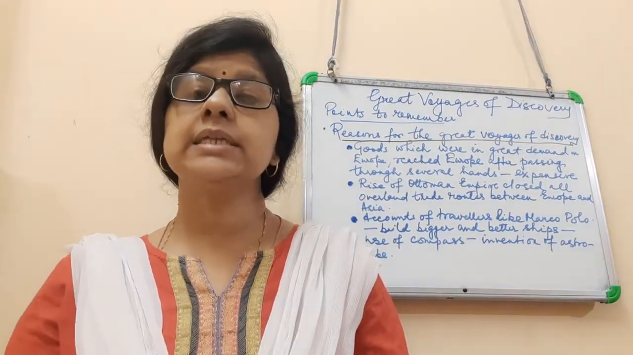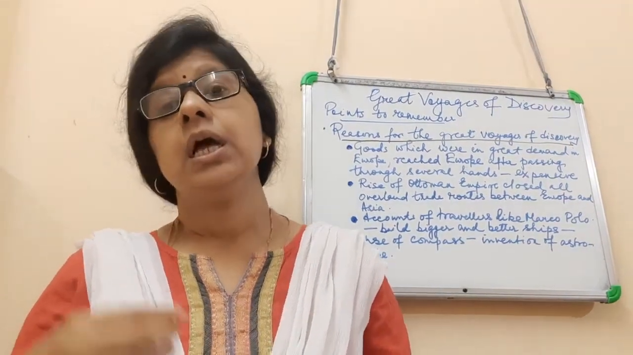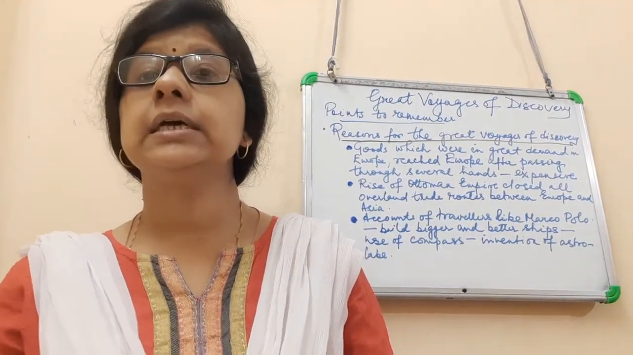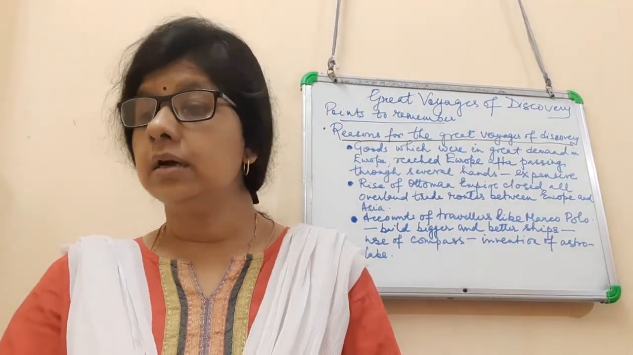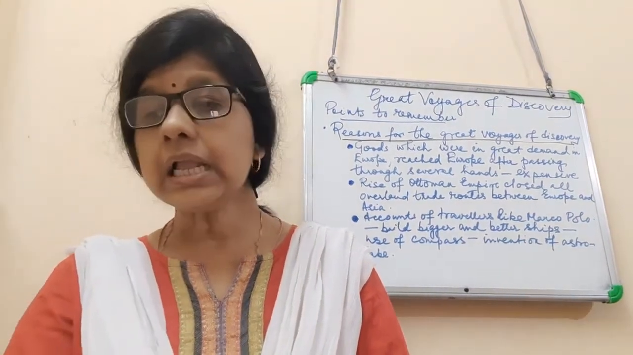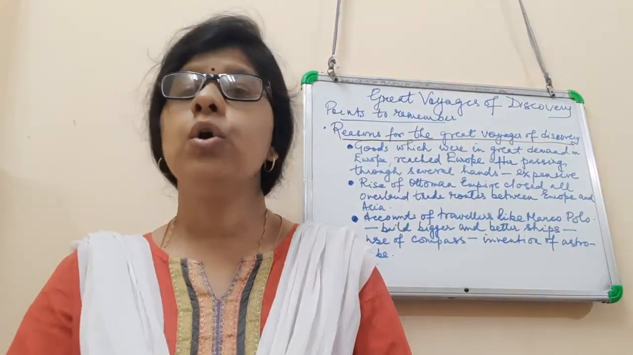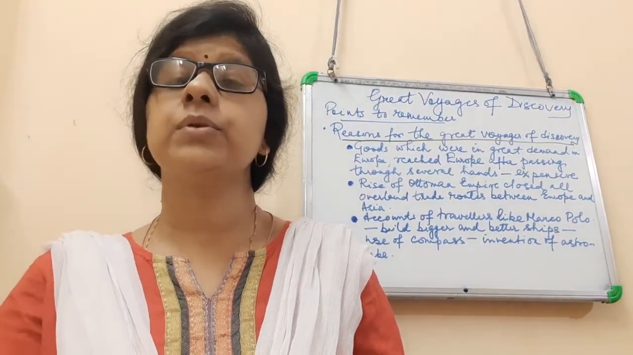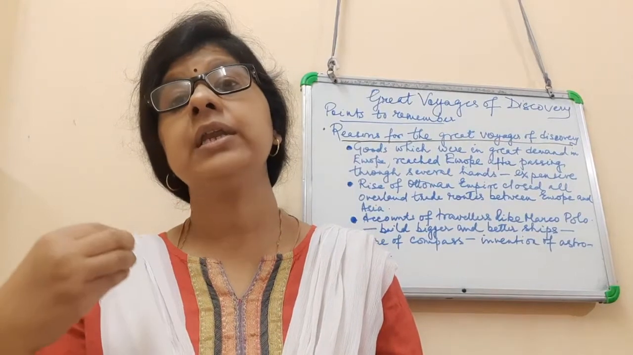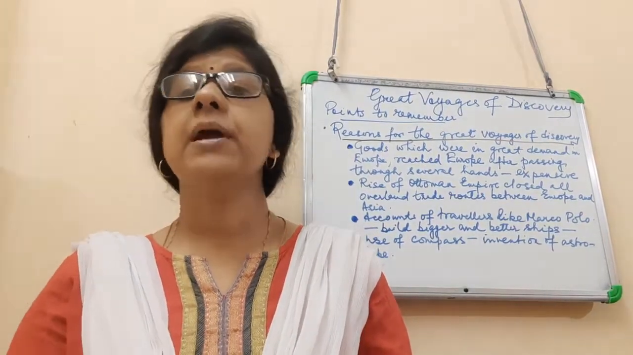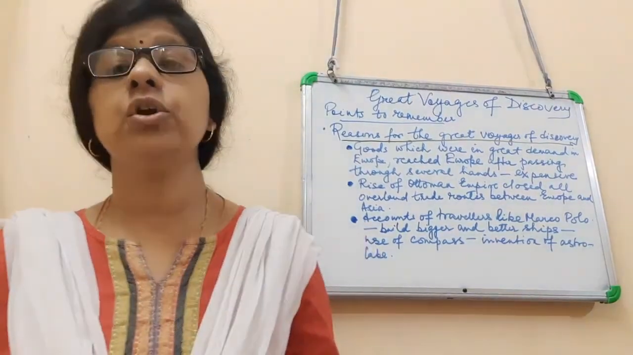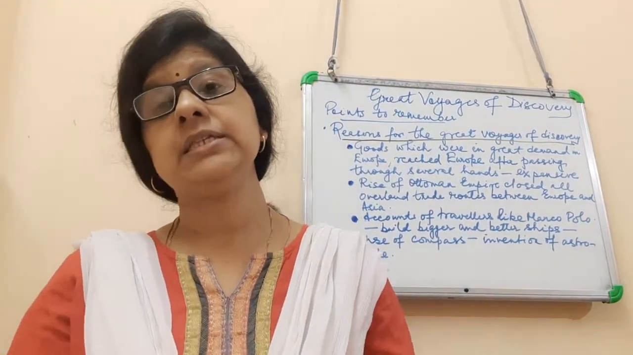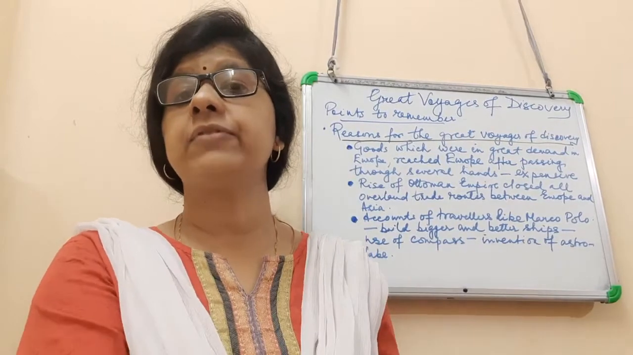First reason was that there were certain goods like silk, textiles, spices, indigo, and tea, coffee, sugar, which were produced in India. They were in great demand in Europe. But when these goods reached Europe, they became very expensive. Why? Because they passed through several hands.